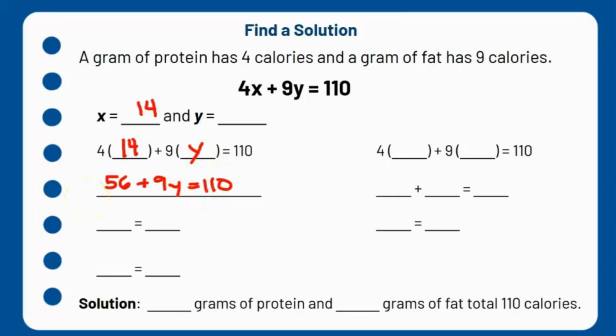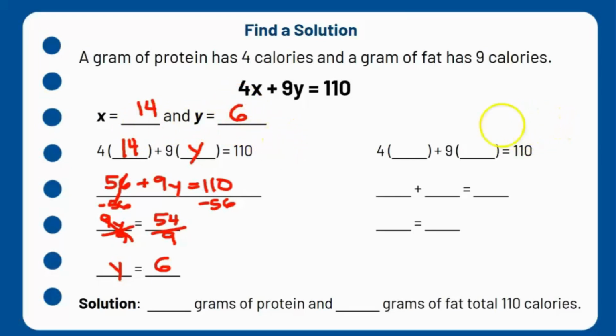In order to isolate the variable we're solving for, y, we can subtract 56 from both sides. It's going to eliminate 56 over there, leaving us with 9y equals 110 take away 56, which is 54. So we have 9y equals 54. Then we need to divide both sides by 9 to get y by itself. 9y divided by 9 leaves us just with y. 54 divided by 9 leaves us with 6. So x is 14 and y is 6.